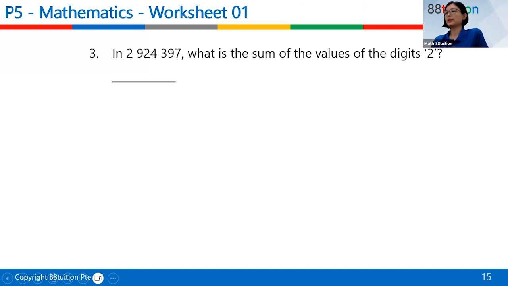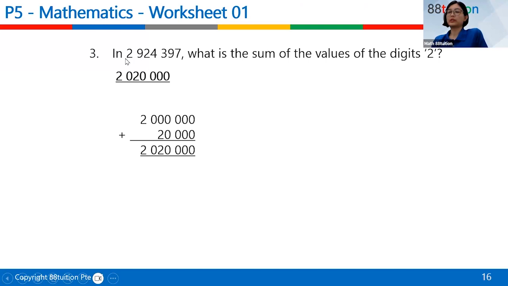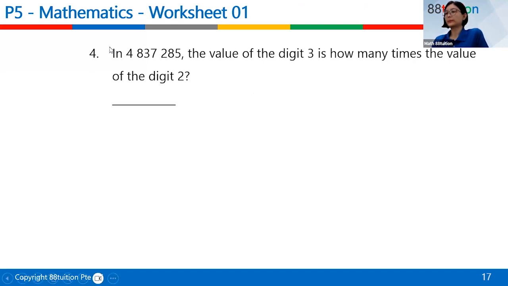Next, what's the sum of the values of the digits 2? You realize that there's 2 of the same number in this. So we need to add it up together. The first one is 2 million. The second one is 20,000. So we just add it up together. That's it. Very simple. Place value questions are usually quite simple. Don't get it wrong.